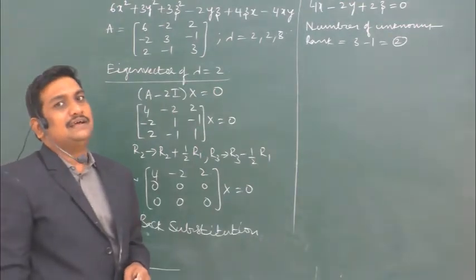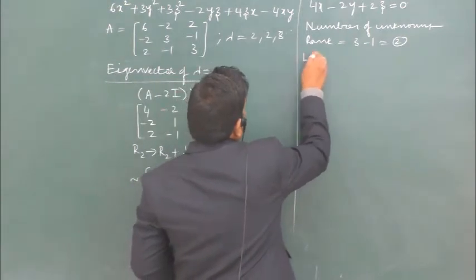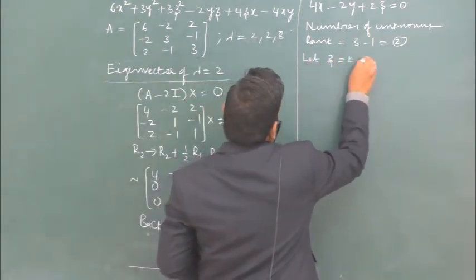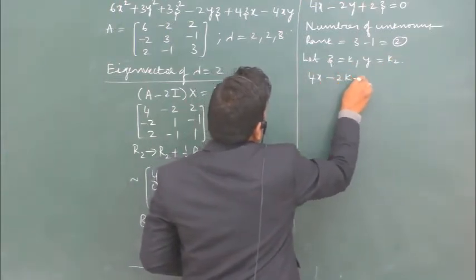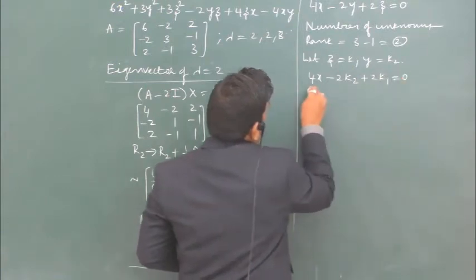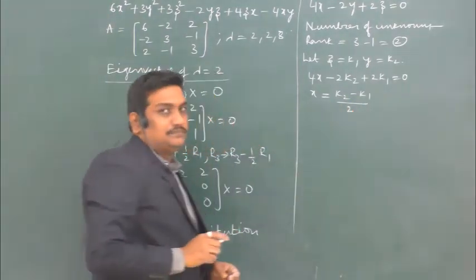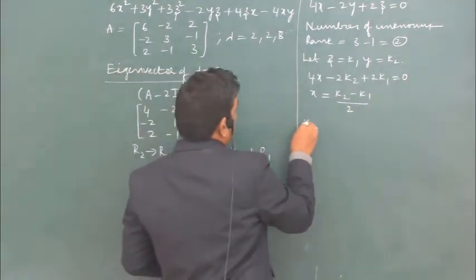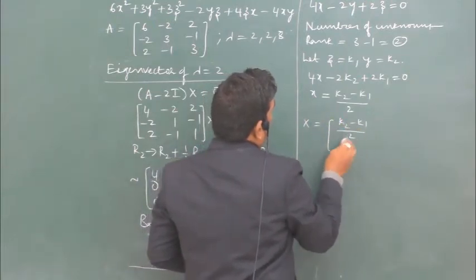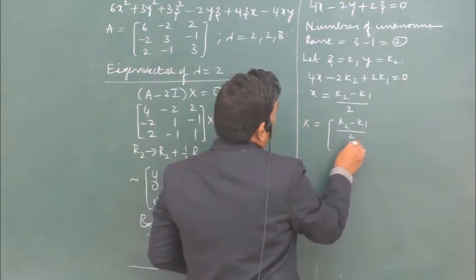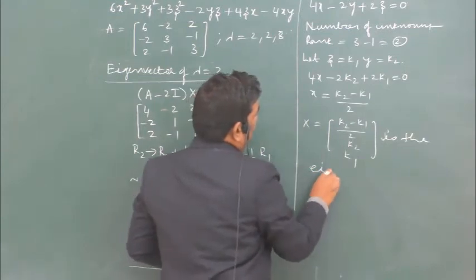This difference is saying that you need to suppose two unknowns so that the other can be easily evaluated. Let us suppose z as k1 and y as k2. So you will have 4x minus 2 k2 plus 2 k1 equals 0. Then x equals k2 minus k1 by 2. So you got the eigenvector X equals x, y, z, that is k2 minus k1 by 2, k2, k1. It is the eigenvector corresponding to 2.